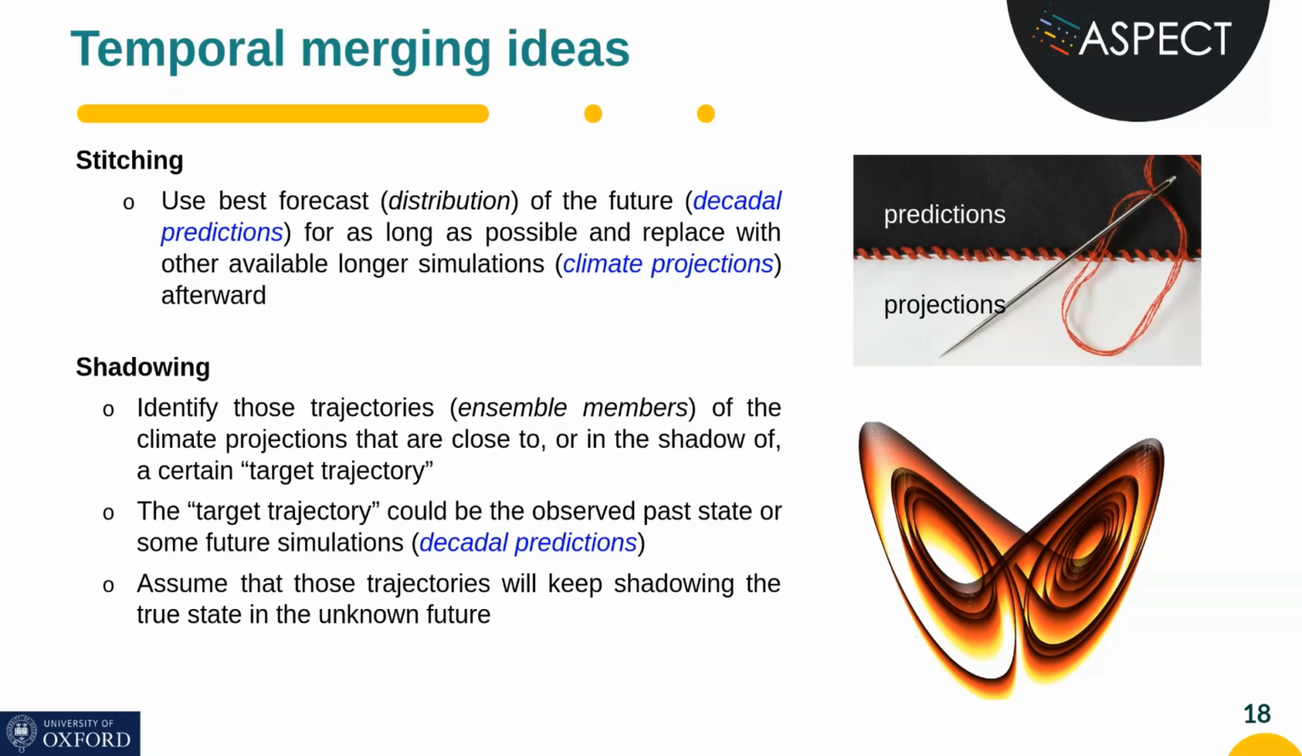And the second method is shadowing. This is a method to identify particular trajectories from the sample of all ensemble members of the climate projections, which are close to a certain target trajectory. The target trajectory can be observations or the observed state of the past, or it could be available decadal predictions of the future. So in this method, we assume that the trajectories will keep shadowing the true state into the unknown future. Next slide, please.